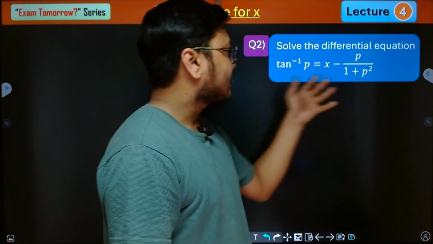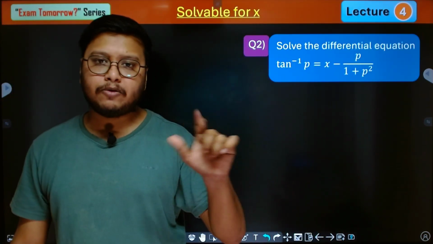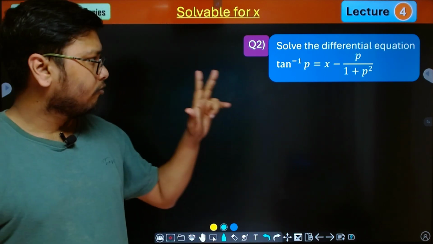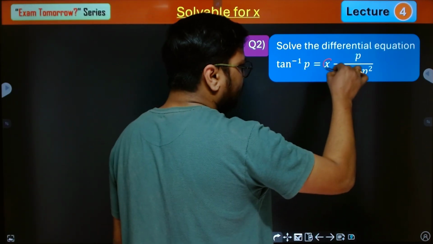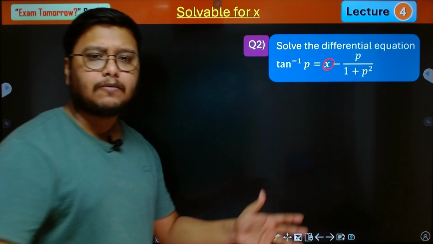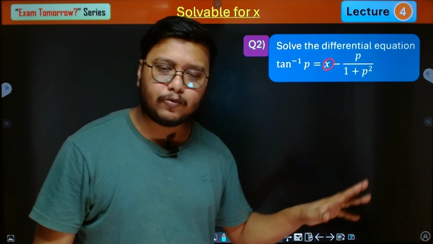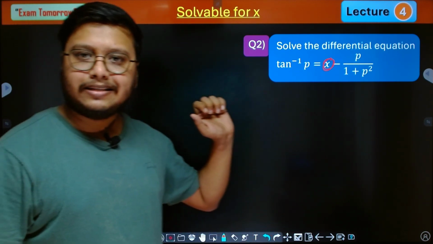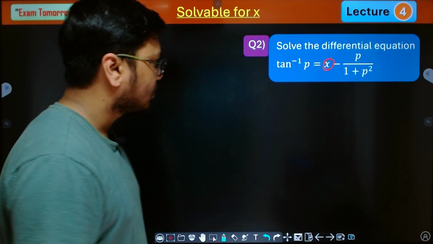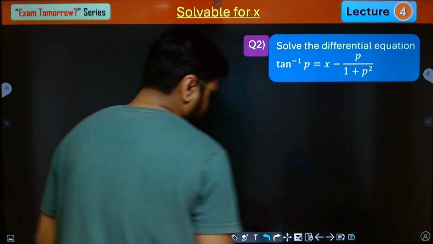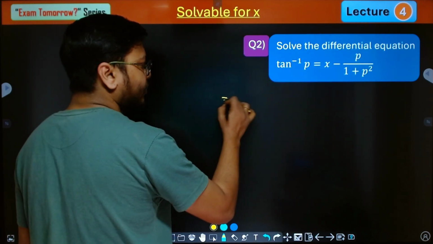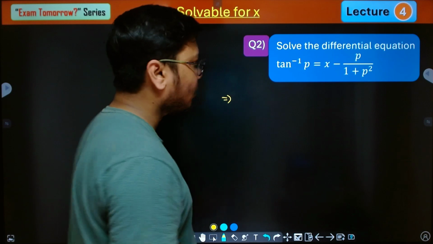So here again we have to decide whether it is solvable for p, y or x, which is easy. Obviously we can see there is just one term of x, that means x in terms of the remaining variables is an easy way to express. So that means we are going to treat this as solvable for x, right? Now let's start with our usual process. We need to differentiate both sides with respect to y.